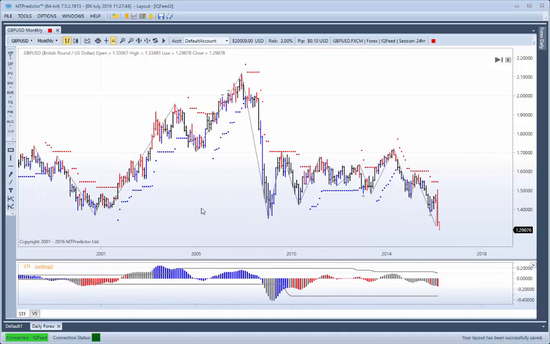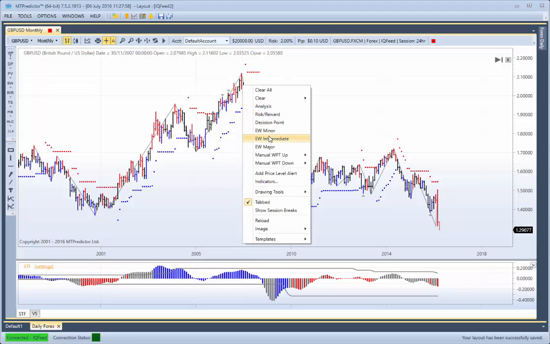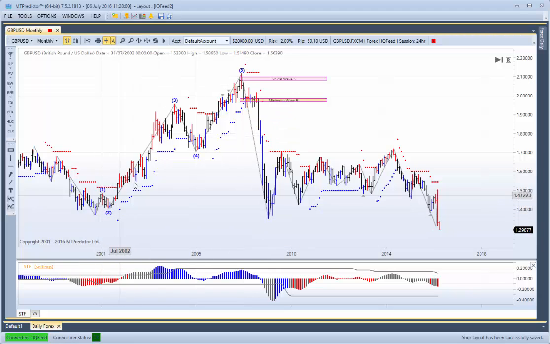The main one I want to look at is the run up from back in June 2001 up to the high in November 2007. If I right mouse click here, do Elliott wave intermediate, you can see how this was a perfect 5-wave sequence as found by MTPredictor, with the high on November 2007 right at our typical wave 5 WPT. So we nailed the high absolutely perfectly.